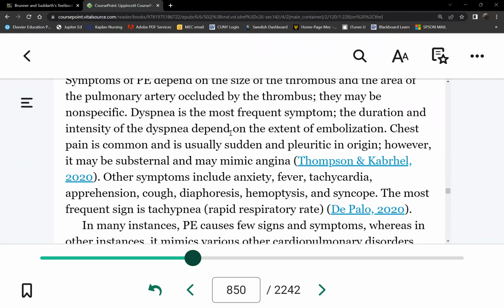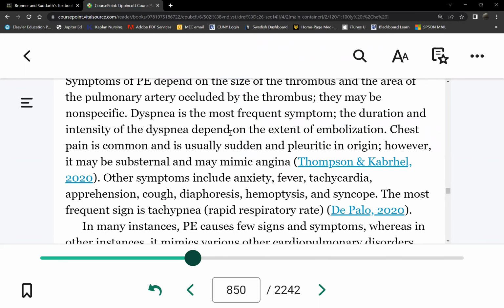So besides signs and symptoms of hypoxia, the severity will vary depending on whether it's low risk, submassive, or massive PE, and on the size and number of the emboli involved. Chest pain is common, so they'll resemble any acute coronary syndrome patient. So when these patients come in, we consider acute coronary syndrome or PE. So we run all those tests.